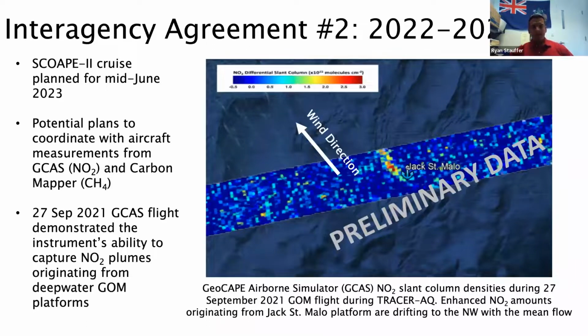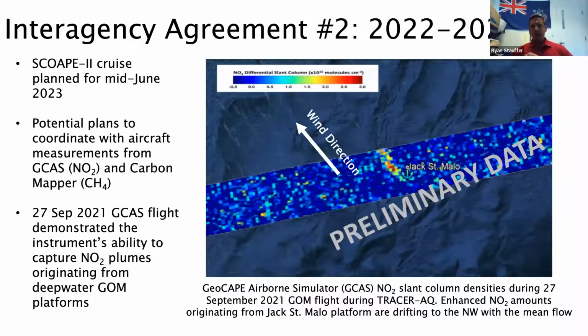And so this agreement will be with NASA headquarters, not with NASA Goddard, as was the case with the past interagency agreement. So in addition to looking into doing another SCOPE cruise, which we currently have planned for mid-June of 2023, we will also be looking to coordinate with aircraft measurements. Doug mentioned for TRACER-AQ, the GCAS GeoCAPE Airborne Simulator, which gets column measurements of NO2 from the aircraft. And we're also looking into the possibility of Carbon Mapper flights to look at methane over water from some of these sources.